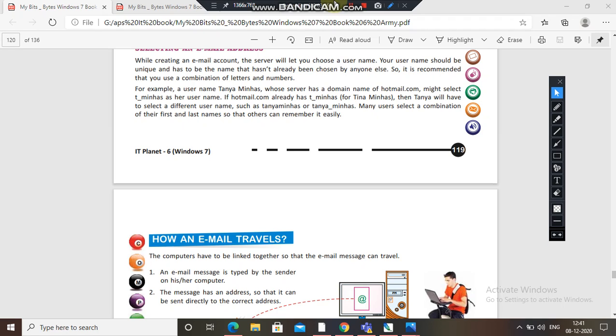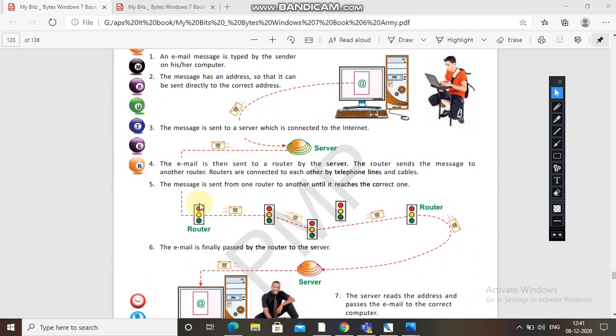So it is recommended that you use a combination of letters and numbers, both. A username for Tanya Minas, you have seen this example, T_Minas, so I don't have to explain much. Okay.